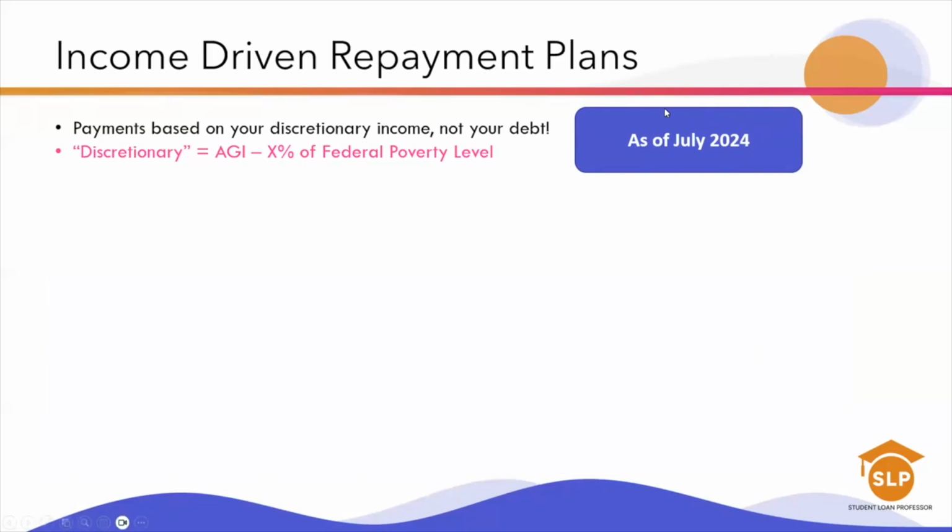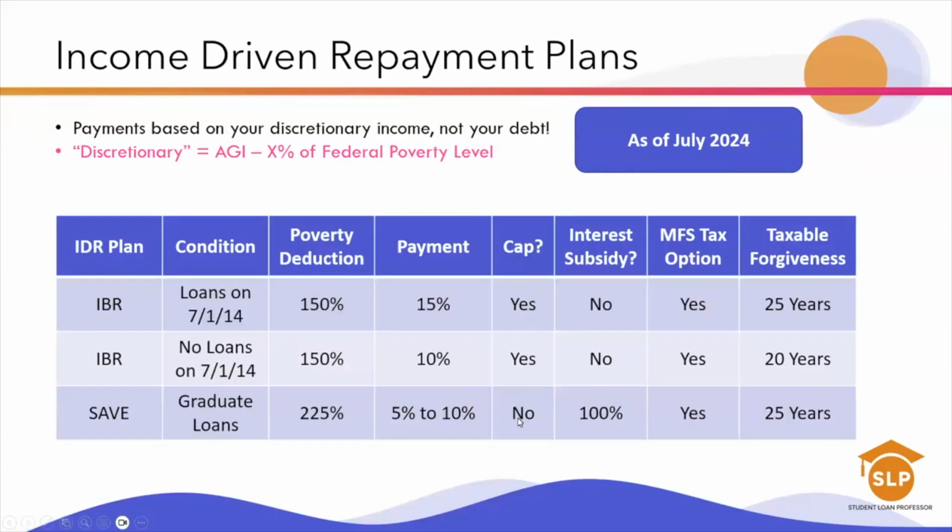And then as of July of next year, they're putting the final provisions of SAVE in place. Most notably, if you've got any undergrad debt, they'll give you a weighted average payment between 5 and 10%, depending on how many of your loans might be from undergrad. And you will notice there's no Pay As You Earn plan here. They are phasing out the Pay As You Earn plan, most notably with its payment cap and its shorter 20-year forgiveness option.